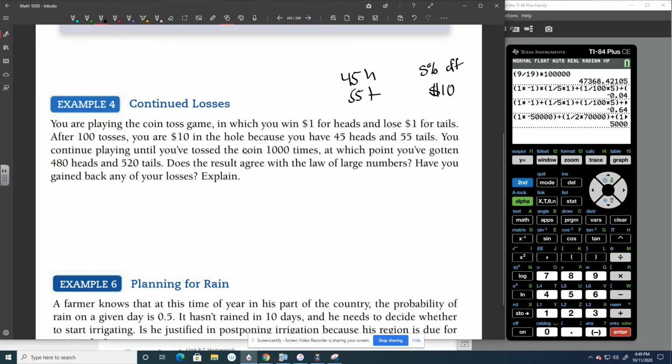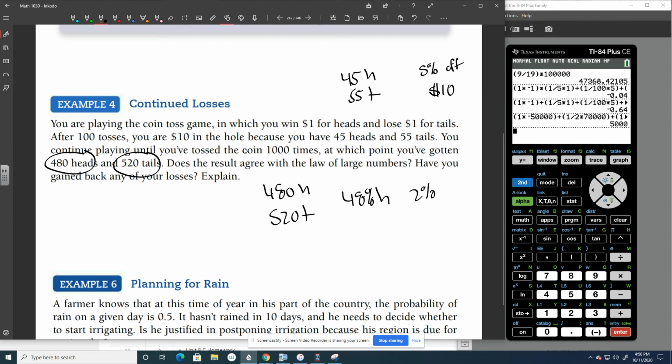So let's say that you play this game 1,000 times. Now, the law of large numbers says that as you get closer and closer to 1,000, you should be getting closer and closer to that 50%, okay? So you flip 1,000 coins and you get 480 heads and 520 tails. So if you have 480 heads and 520 tails, now you are at 48% heads. So you're only 2% off of being perfect, 50-50.